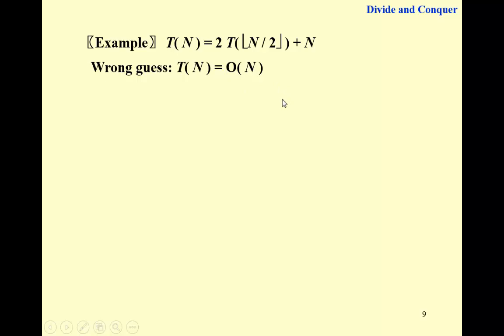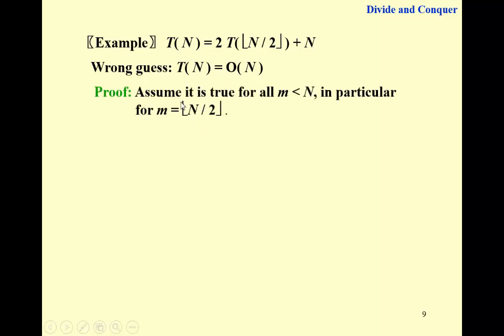Can we prove it? We'll say the first step is still the same. Let's assume it is true for all the smaller integers. For all m that is strictly less than n, in particular for this m being half of n. Alright? And let's assume that this is true for any m, which means there exists a constant c so that t of m is less than or equal to c times m. And when this m is particularly half of n, this is true.